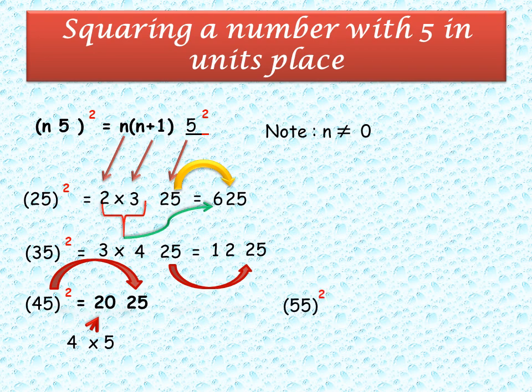And now let us see another example, 55 square. So n is 5 and n plus 1 is 6. The product of 5 and 6 is 30. We write down 30 and add 5 square, that is 25, next to this 30. So this is our desired answer for 55 square, that is 3025.